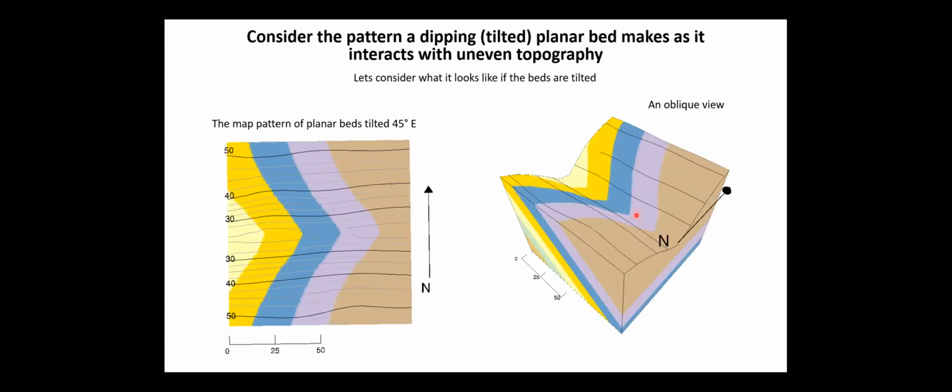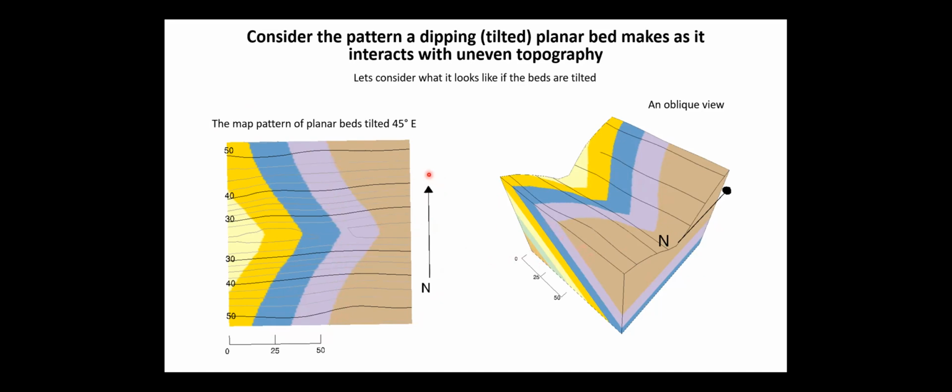But what do things look like when we have a planar feature that is actually tilted, and how does that interact with uneven topography? Okay, so here's the same river valley. The oblique view is a little bit different. In this case, we have planar features that are striking, again, north-south, but they're tilted to the east about 45 degrees.